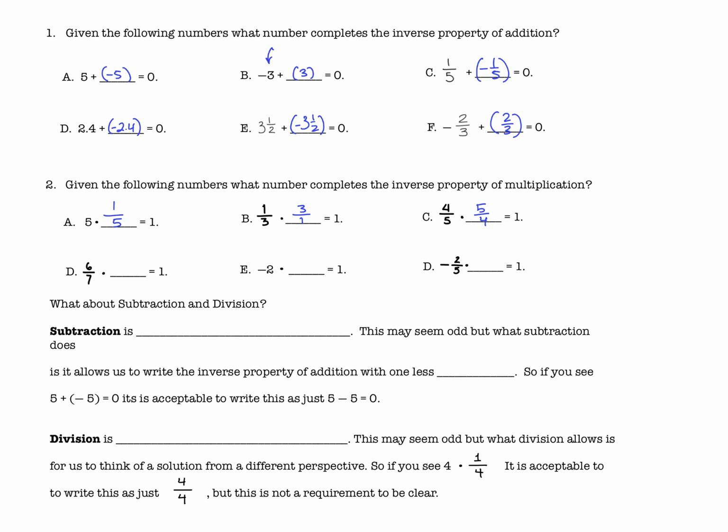Then we go to 6/7. Again, take a guess before I give you the answer. And it's 7/6. So notice all I'm doing is flipping them. Then E, -2. Now notice there's no fraction here. So if there's no fraction, it's just that number underneath 1. So it's just -1/2. Then D, it says -2/5. So again, all we do is flip the fraction.